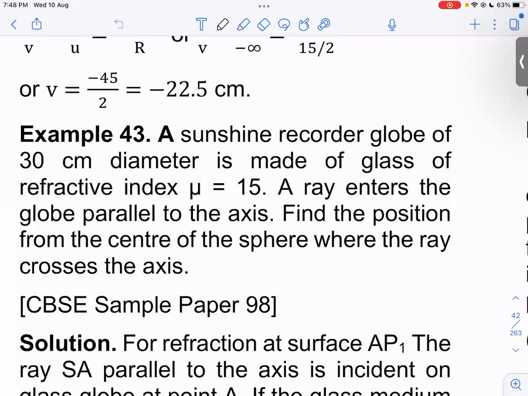A sunshine recorder globe of 30 centimeter diameter is made of glass of refractive index mu is equal to 1.5. A ray enters the globe parallel to the axis. Again, the source is at infinity. Find the position from the center of the sphere where the ray crosses the axis.